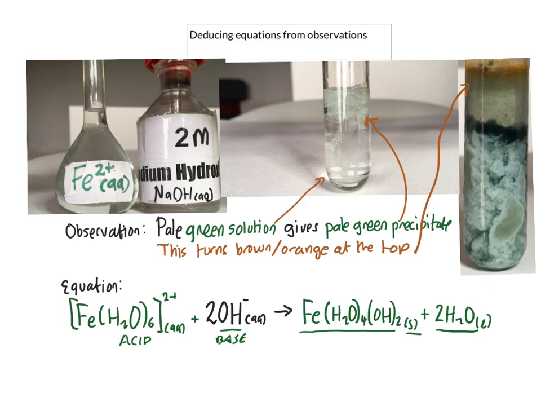Now on standing in air, iron(II) hydroxide isn't stable, and it rapidly oxidizes to iron(III) hydroxide, so it loses yet another proton and becomes oxidized to iron(III) hydroxide. So that's oxidation in the air.